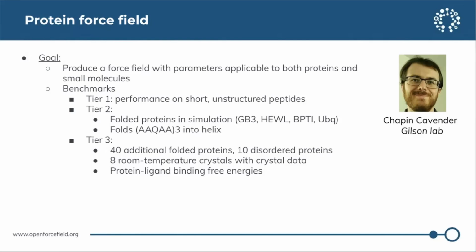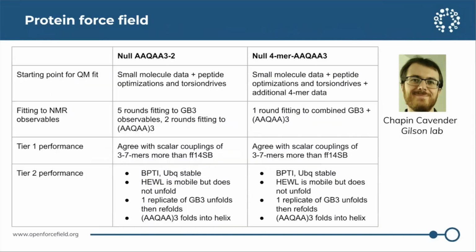The first tier is the performance on short unstructured peptides. The second tier includes both simulating folded proteins in long time scale simulation, as well as folding a 15-mer into a helical structure over simulation. And then the third tier is an expanded data set. So far, most of the protein force field candidates that Chapin has evaluated have hit roadblocks in tier 2.